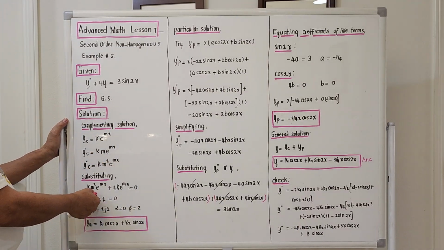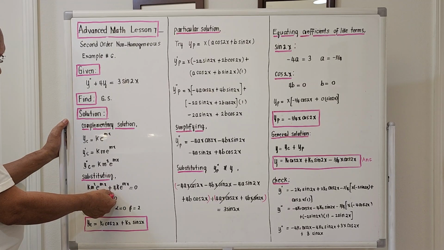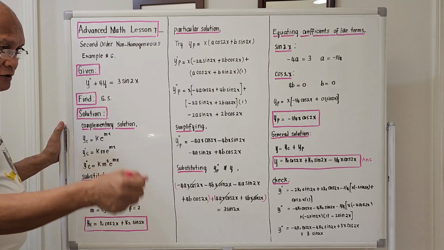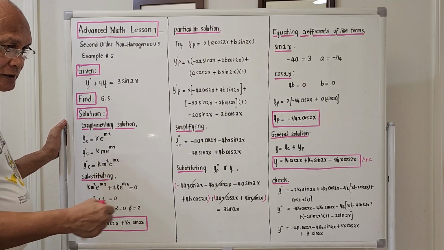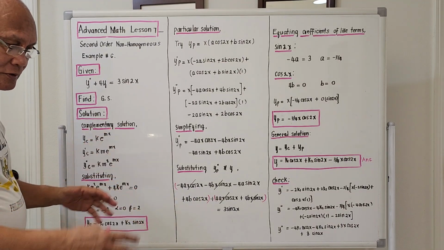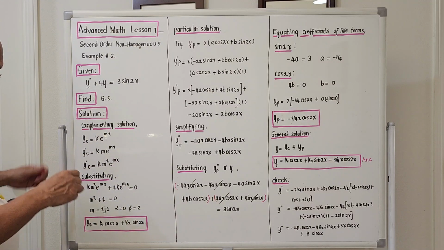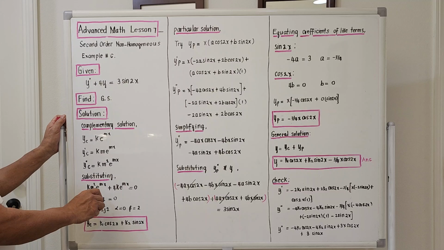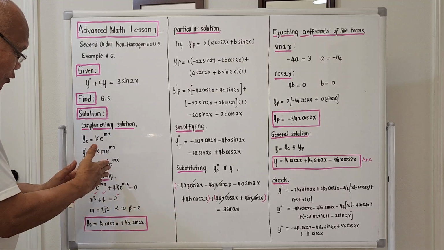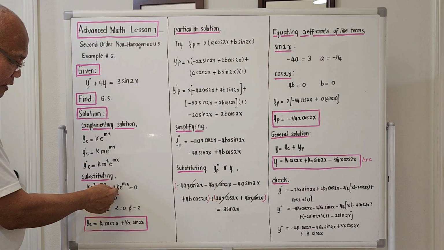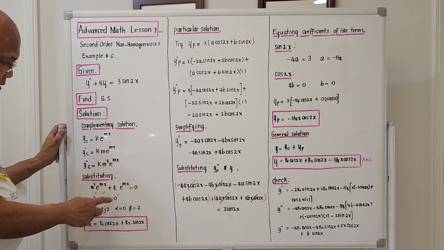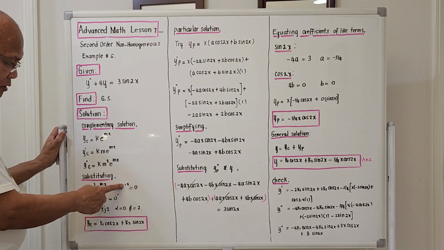Substituting, we get k m squared plus 4k e to the mx equal to 0. At the time we are solving the complementary solution, we equate the right-hand side to 0. Then we simplify the resulting equation after the substitution, and what will come out is m squared plus 4 equal to 0. Because if we multiply all the terms by the reciprocal of k e to the mx, the k will disappear, and e to the mx will also disappear.